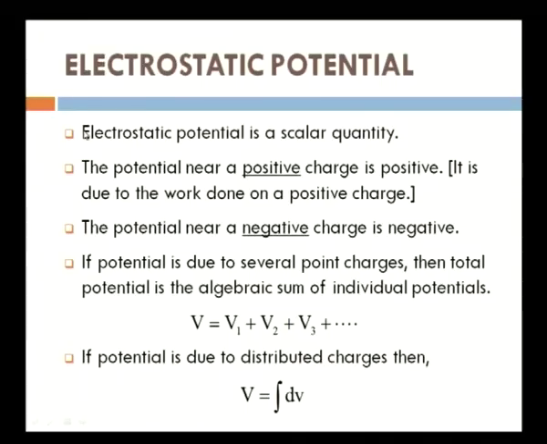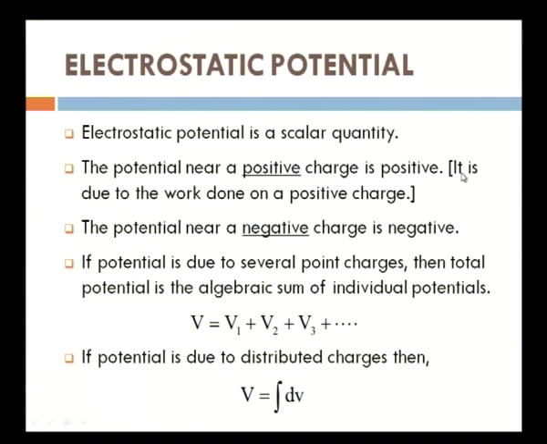So, we have right now derived an expression for potential due to a point charge. Now, based on the value that we have obtained, let us try to understand the characteristic features of the potential. The first point that we should keep in mind is electrostatic potential is a scalar quantity because it is a work done by unit charge. So, work done is a scalar. So, electrostatic potential is also a scalar, and the potential near a positive charge is positive.